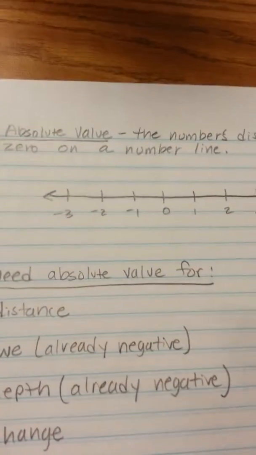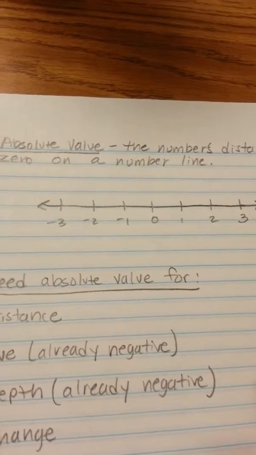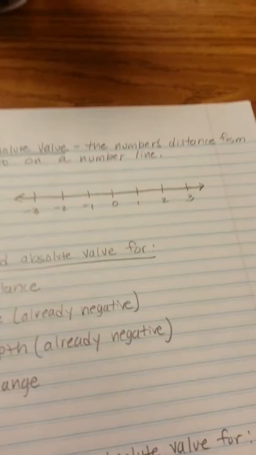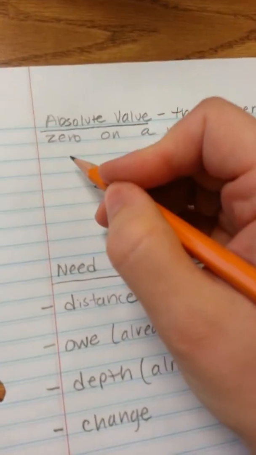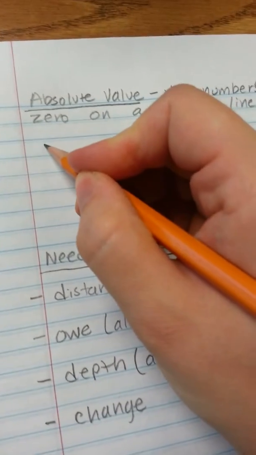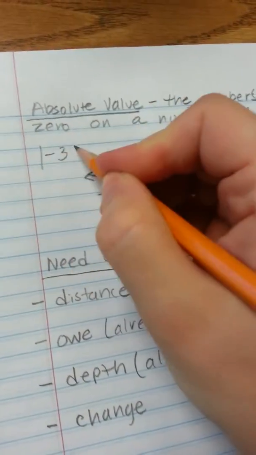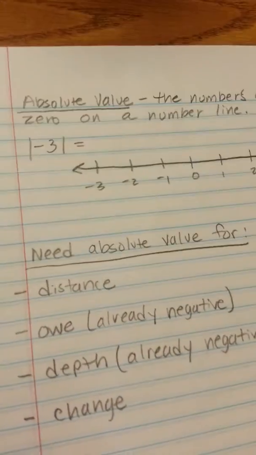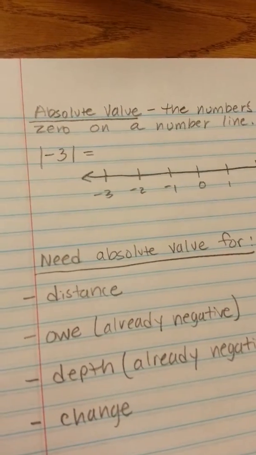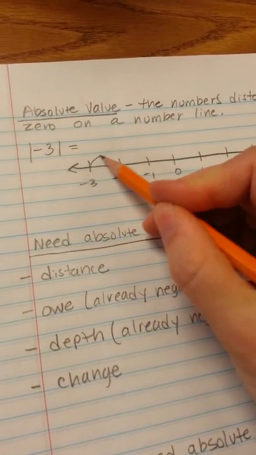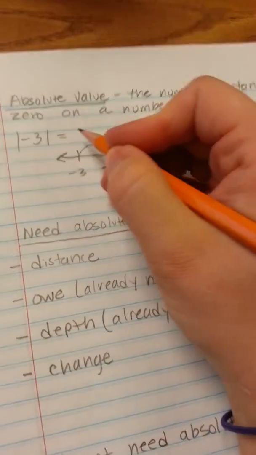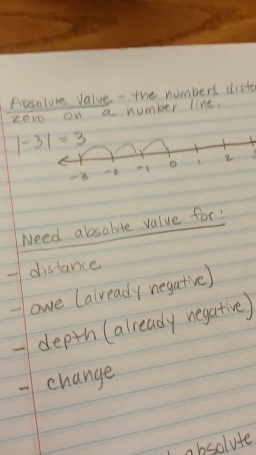Today we're going to talk about absolute value. Absolute value is the number's distance from 0 on the number line. So for example, if I gave you a problem like the absolute value of -3, I'm looking for the distance of -3 from 0. 1, 2, 3. So you can see that that distance is 3.